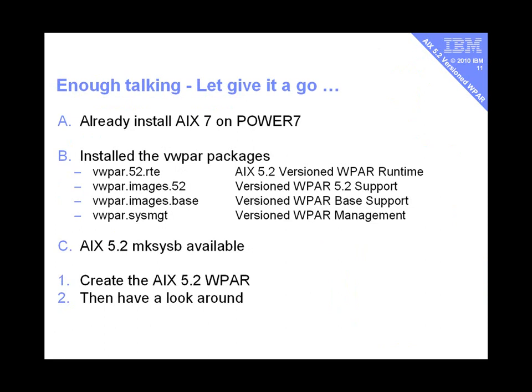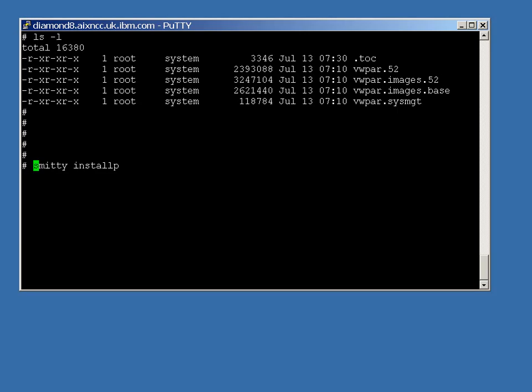We've already got AIX 7 installed on a Power 7 machine. We need to install this VWPAR package. It includes these 4 items. We also need that AIX 5.2 mksysb available, and then we can create the WPAR and we'll have a look around inside. Okay, so I'm on my Power 7 machine. It's a Power 750 and I'm running AIX 7, and we're in the directory with these new VWPAR packages.